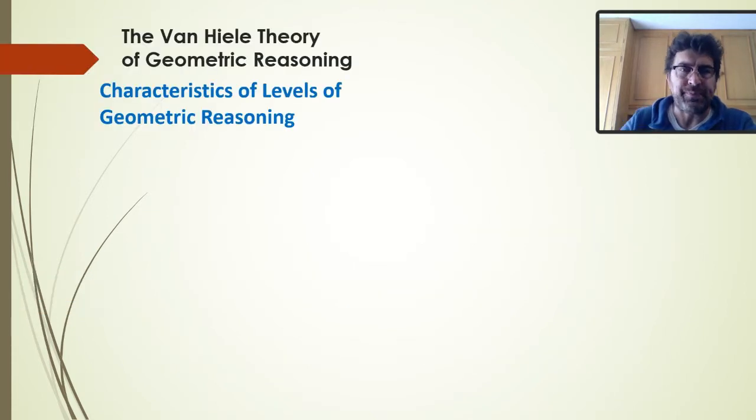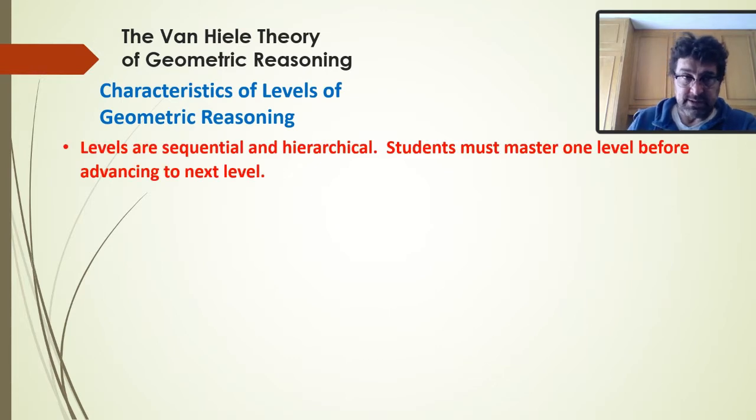Let's start. Before I start, I want to look at the characteristics of the levels of geometric reasoning. Very important to understand them. So, before we start with the phases, let's look at this. First of all, the levels are sequential and hierarchical. A learner or a student must master one level before advancing to the next.